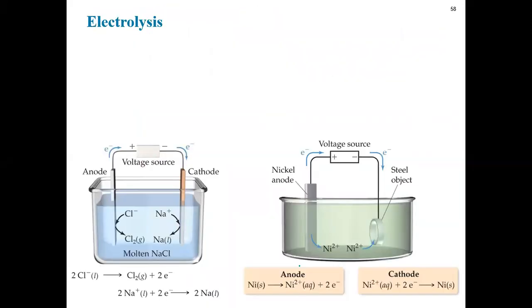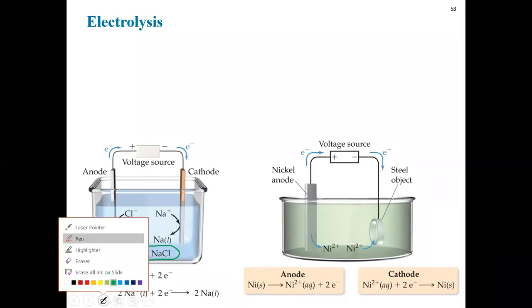So another use of electrolysis. In these two pictures at the bottom, you can see two examples. One example on the left is molten NaCl. So you don't have NaCl solution, just table salt. You heat up the table salt above like 800 degrees Celsius, so it melts.